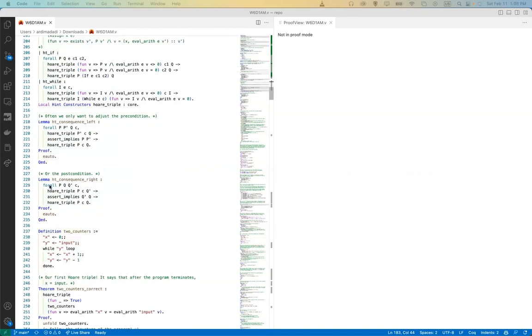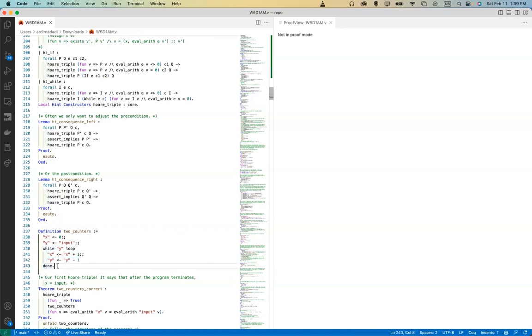Let's move on to an example. And remember this driving example we had from before is a 2-counter program. So it takes some input, sets y to be that input, initializes x as 0, and then loops while y is not 0, increments x, decrements y, and then once y is 0, just terminates.